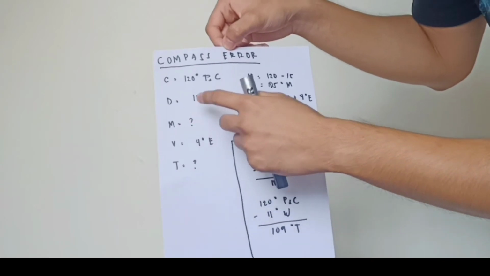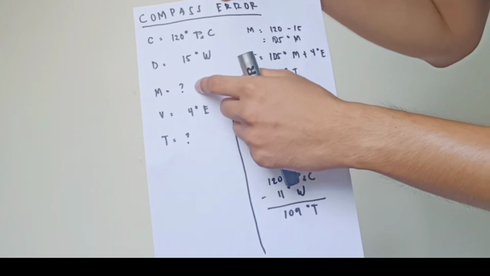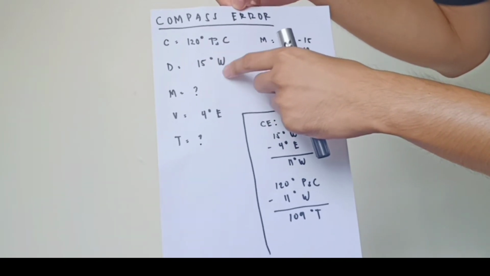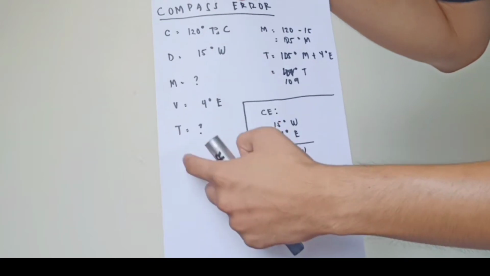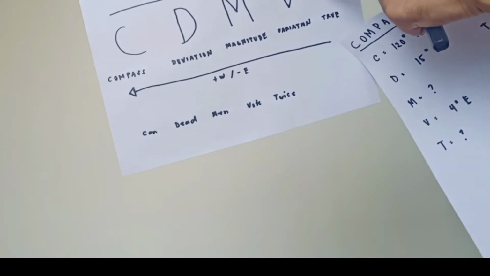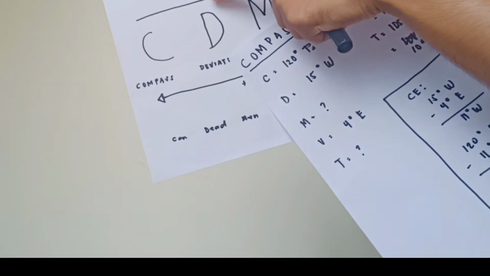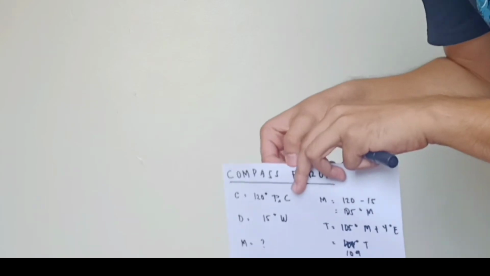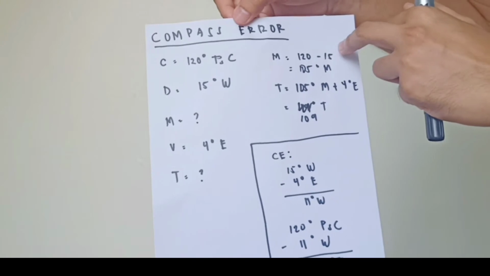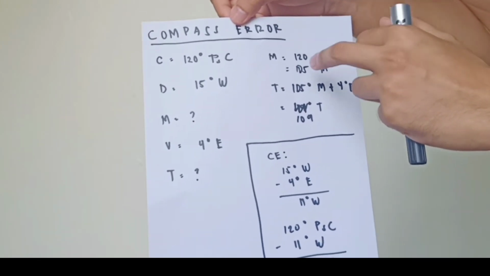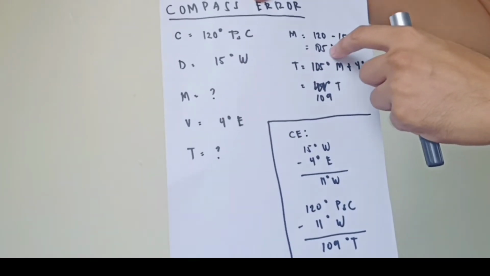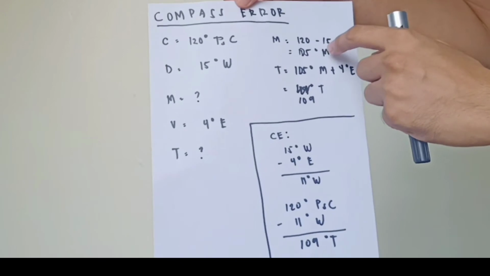To calculate for the magnitude here, we need to subtract 15 degrees west from 120, since in this direction we minus west and we add east. So here in our problem, we subtract 15 degrees west, so we get 105 degrees magnitude. So the M here is 105 degrees magnitude.